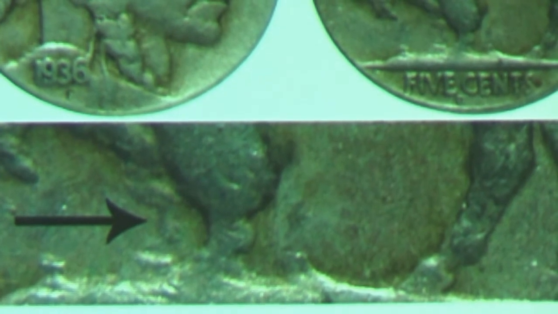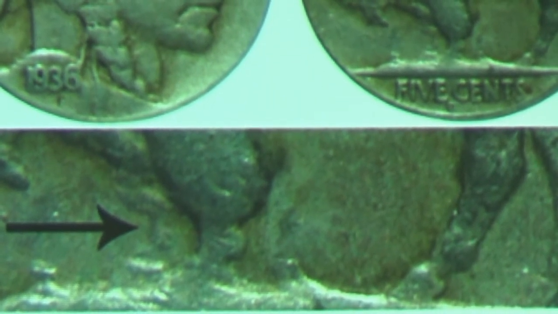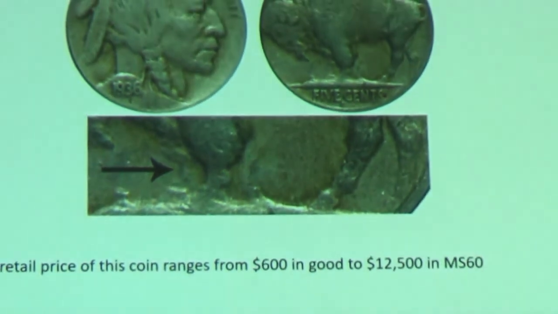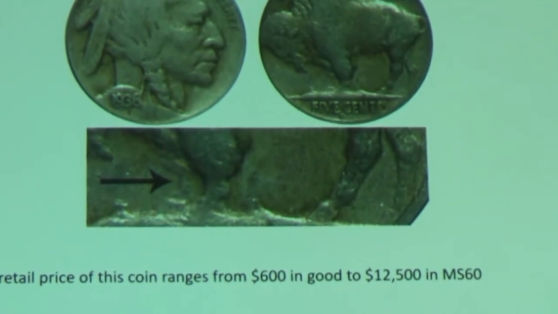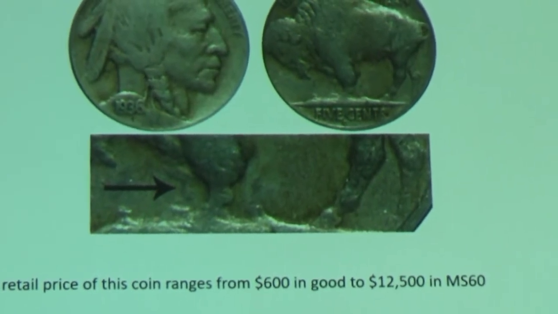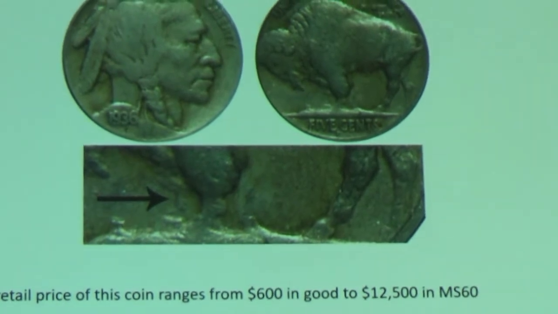Now, this is another coin. 1936 is a high mintage buffalo head nickel, but if you were to find one of these, a true 3.5, they can go anywhere from $600 in good to $12,500 in MS60. So when you look through your buffalo head nickels, you want to make sure it has a good date, but if you find one, you're going to be a very lucky person.